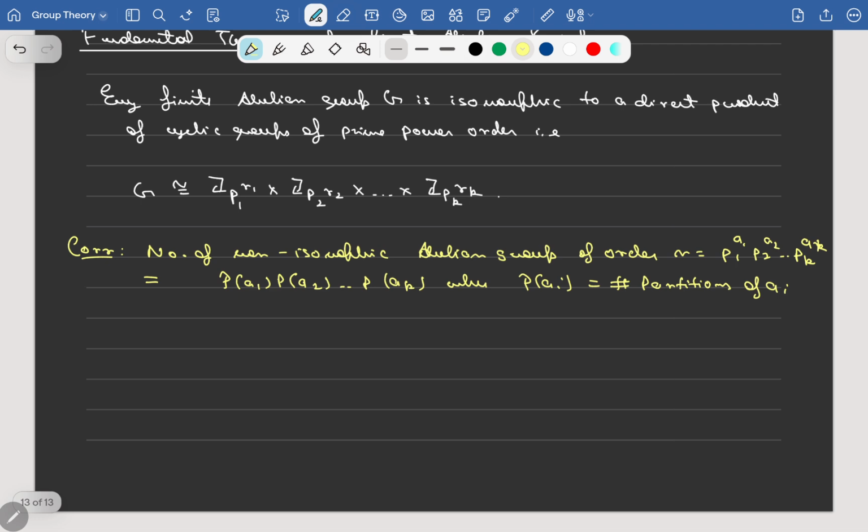And this readily follows from the fact that in this cyclic decomposition, the total order should be exactly equal to the order of G. So this actually corresponds to the number of ways in which you can separate out each of these exponents of the prime powers. Okay. And this is a very interesting theorem because you often get questions from here, asking what are the number of non-isomorphic abelian groups of order, let's say 8, of order let's say 6, so on and so forth.